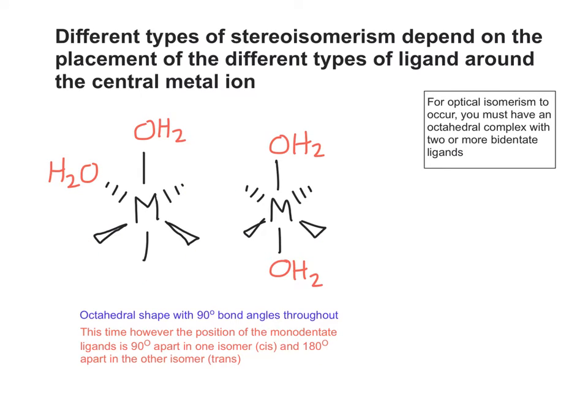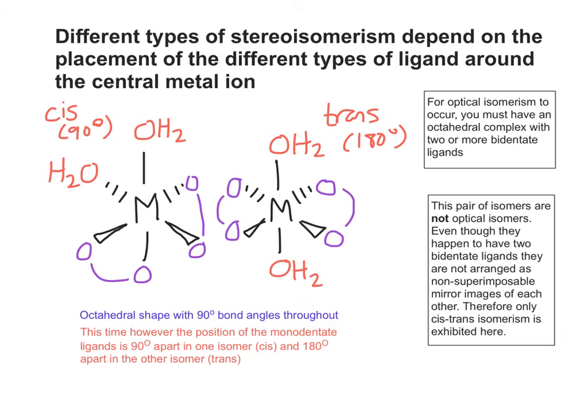But if we change the positioning of the water ligands, you'll see that in one version, I haven't added any other ligands yet, you have the water ligands 90 degrees apart, and that's the cis isomer, and in the other isomer, the trans isomer, you have them 180 degrees apart. So in this arrangement, if you look at them very carefully, they're not optical isomers, because they're not non-superimposable mirror images of each other.